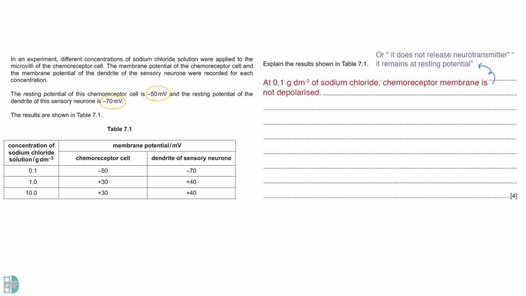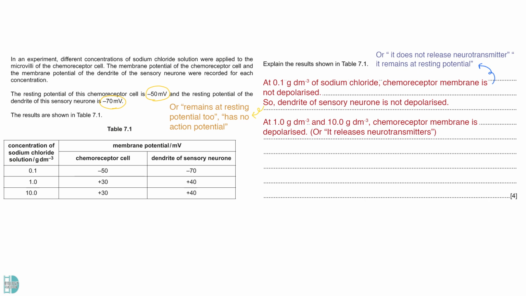When 0.1 gram per dm cubed was applied, the chemoreceptor membrane was not depolarized. You can tell from the membrane potential, which remains at the resting potential. This means there is no release of neurotransmitters. So, the dendrite of the sensory neuron won't get depolarized as well. No action potential is created.